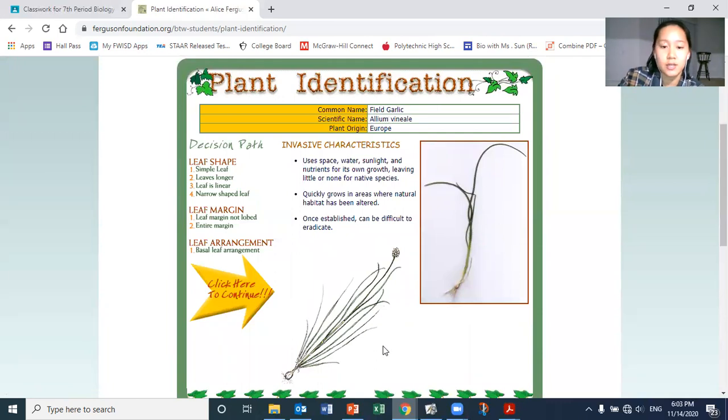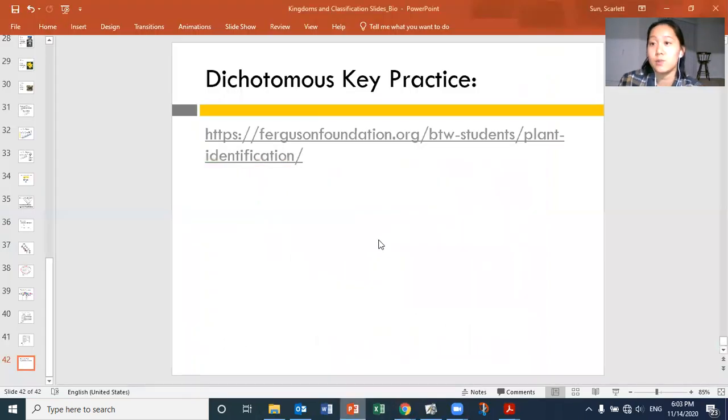Okay, so you're going to actually go through and do all 6, and then you will submit to me a screenshot of the final picture that shows all of the 6 identified for your points. Then you'll do your interactive notebook and your exit ticket to finish out today.